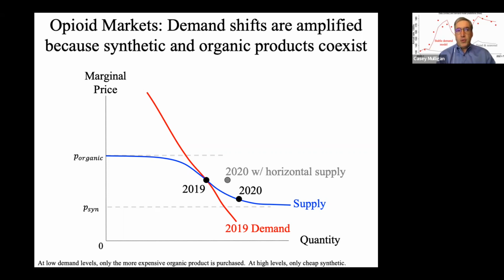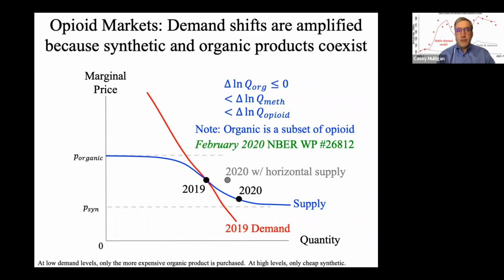You might say that opioid demand shifts are amplified relative to what they would be with horizontal supply, which is what I've illustrated in the picture. So I assume the same underlying income and unemployment bonus effects for meth and narcotics, but the narcotics have those effects amplified.